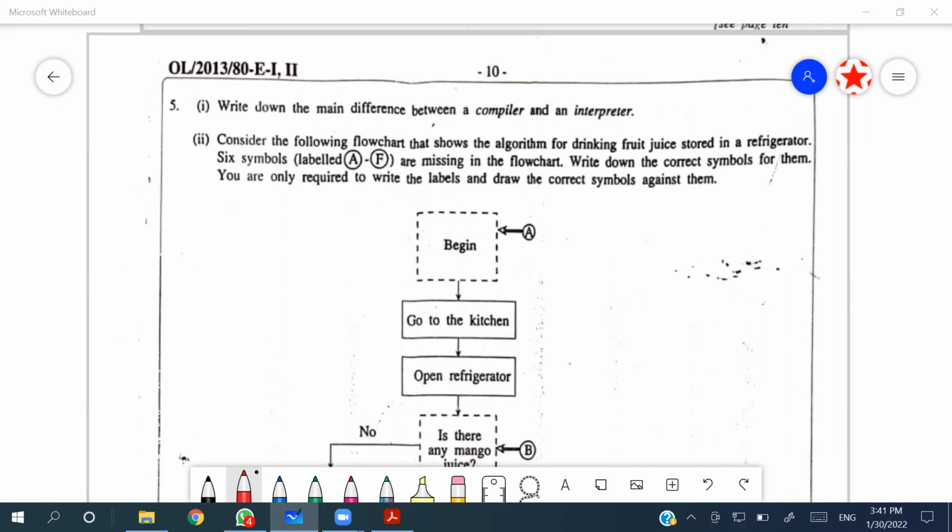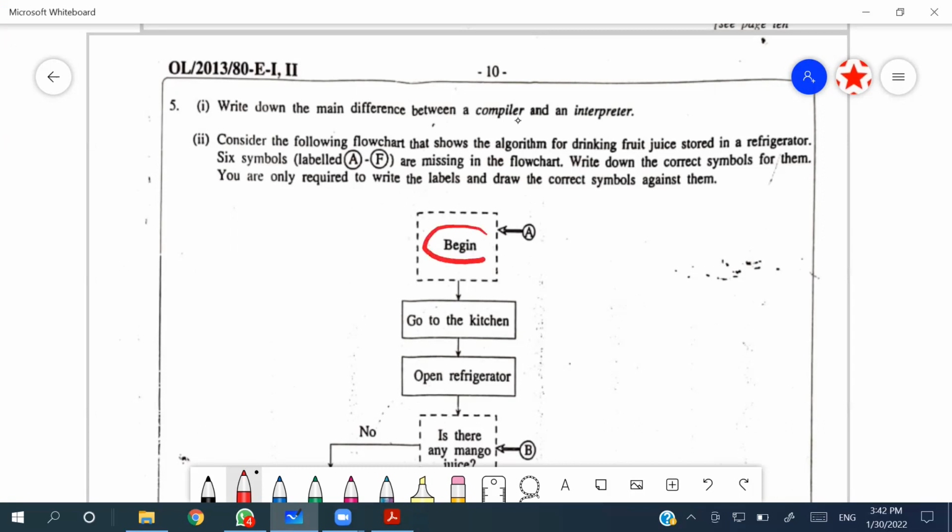Okay, right. So in the second part, it says, consider the following flow chart that shows the algorithm for drinking fruit juice stored in the refrigerator. A good algorithm. Six symbols labeled from A to F are missing in the flowchart. Write down the correct symbols for them. You are only required to write the labels and draw the correct symbol against them. Okay. So let's draw it over here.